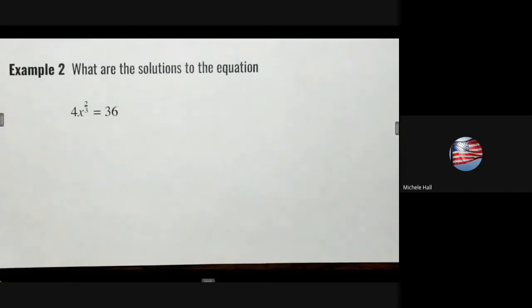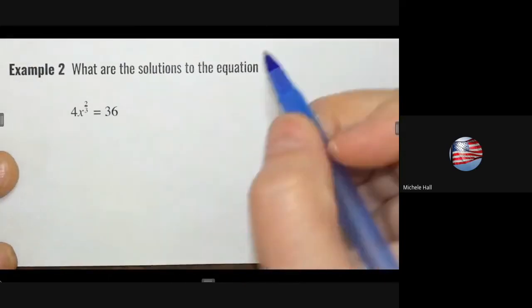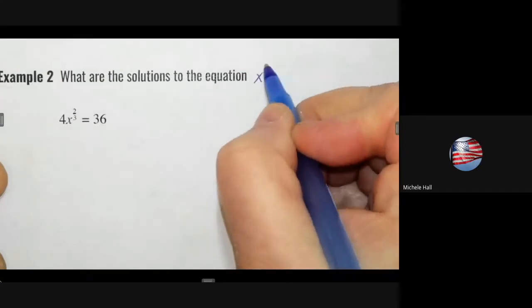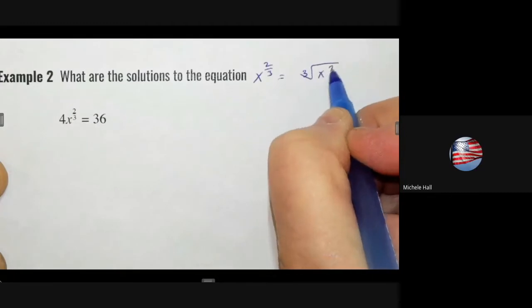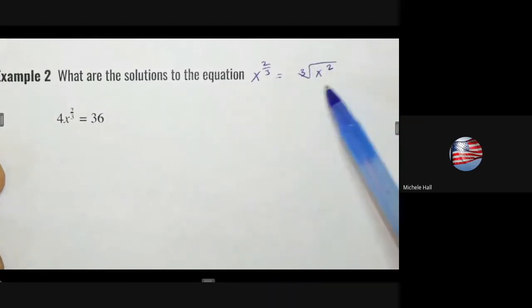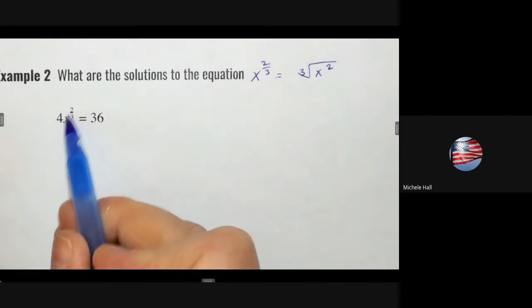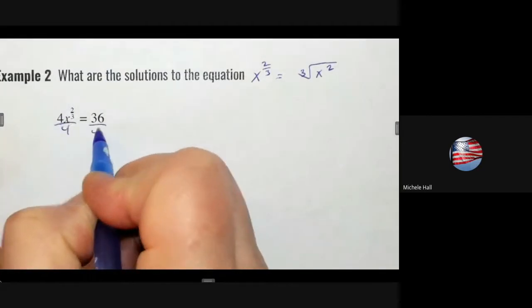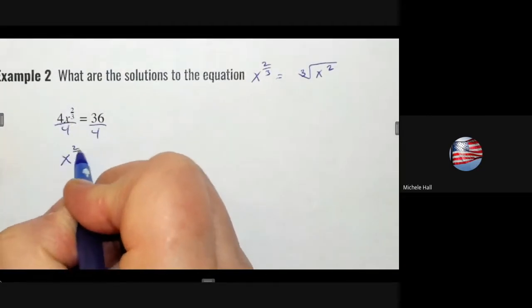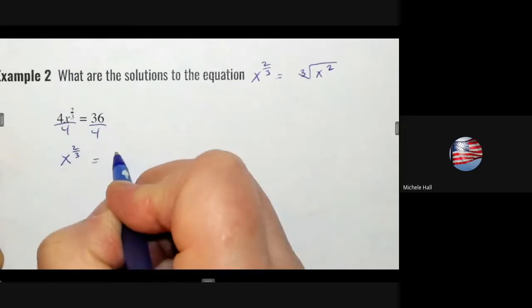Example 2, we need to isolate the radical. Well, where's the radical? Remember that x to the 2/3 is the same thing as the third root of x squared. And so we do have a radical here. It's just in its rational exponent form. So we need to isolate it. That means we need to get this x to the 2/3 by itself. We are going to divide both sides by 4. And we get x to the 2/3 equals 9.